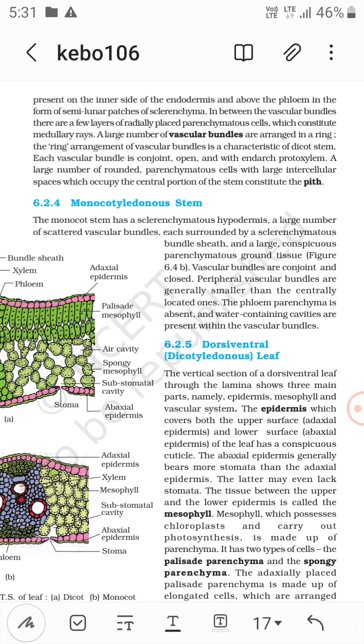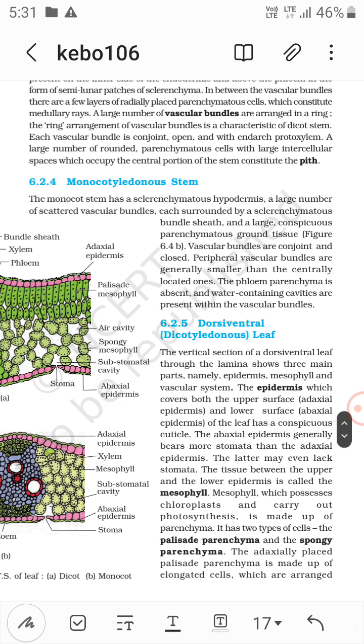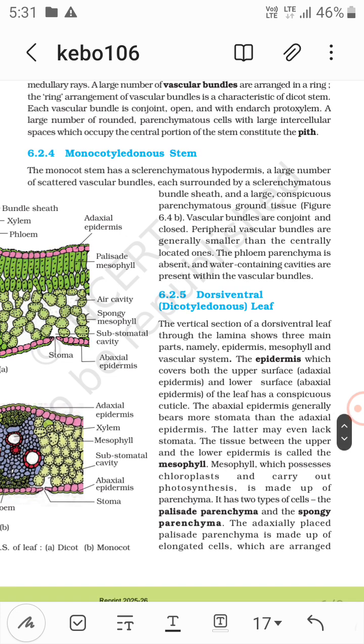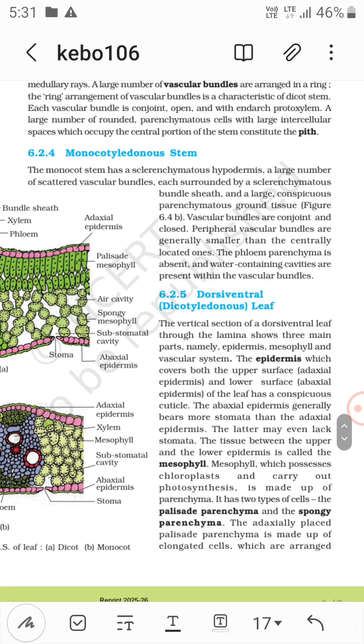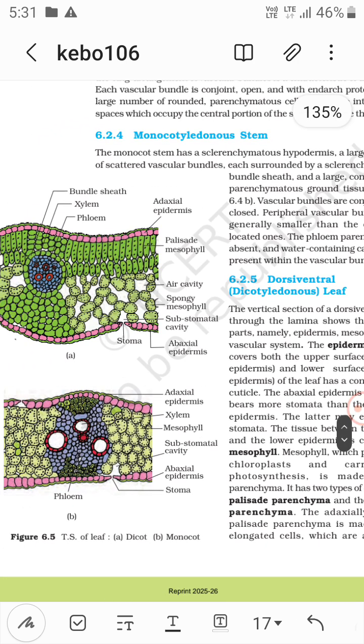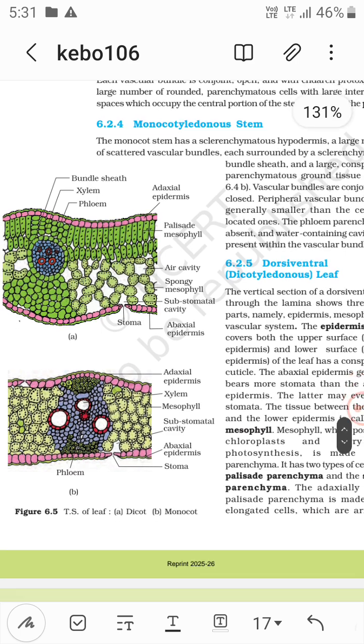Now the vascular bundles are conjoint and closed. Now the peripheral vascular bundles are generally smaller than the centrally located ones. The phloem parenchyma is absent and water containing cavities are present within the vascular bundles. So this is the monocot stem, right?